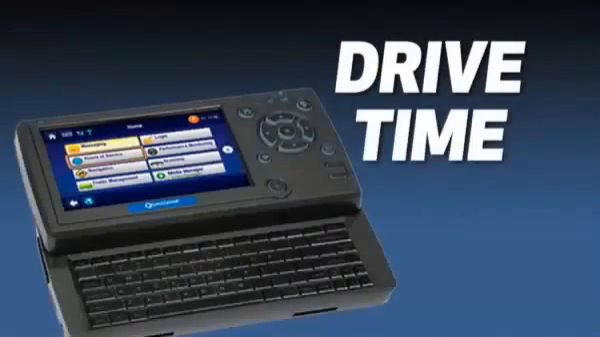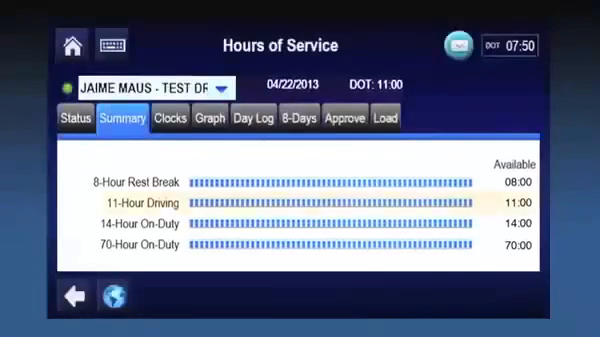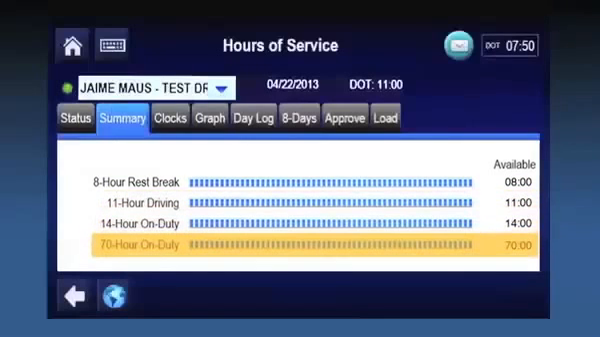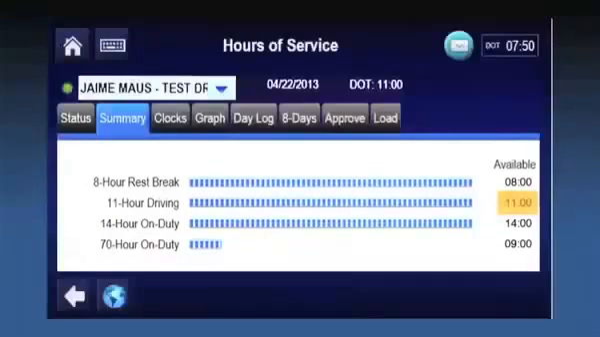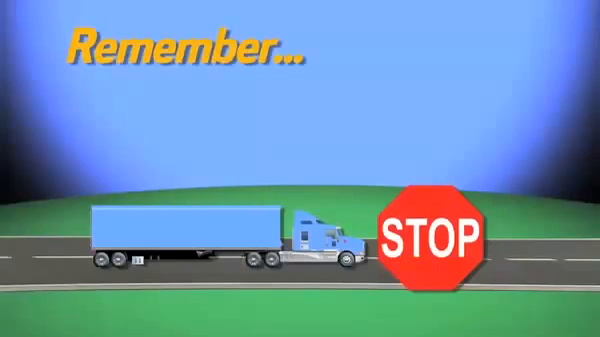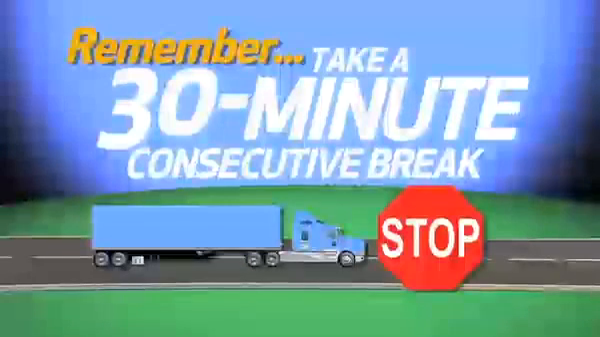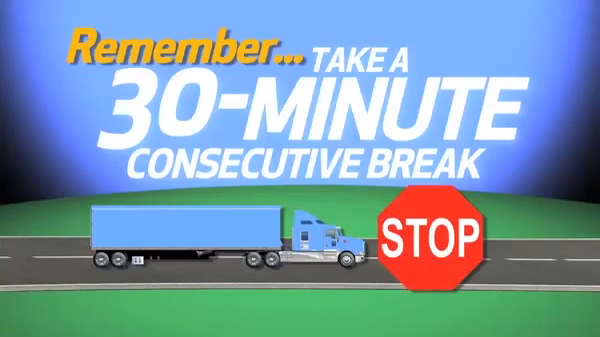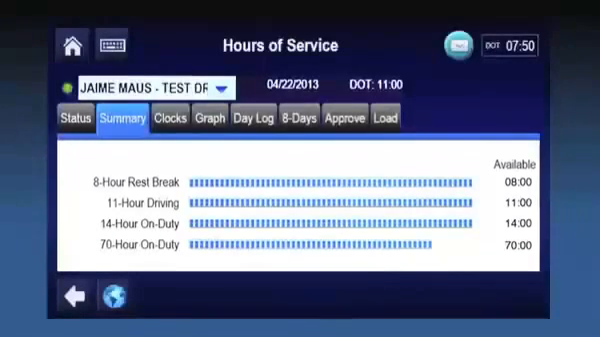It is important to note that the drive time that you have for that day is the lowest time remaining on your 11, 14, and 70-hour rules. For example, if you start your day with full 11 and 14-hour clocks, but only have 9 hours remaining on your 70-hour clock, the work time you have for that day is 9 hours. However, you must remember to take a 30-minute consecutive break before reaching the 8th hour after coming on duty in order to comply with the rest break rule.